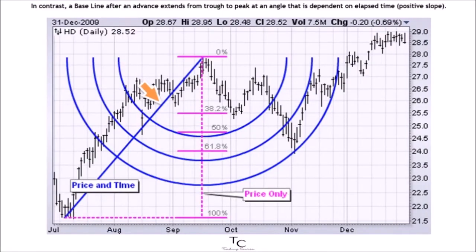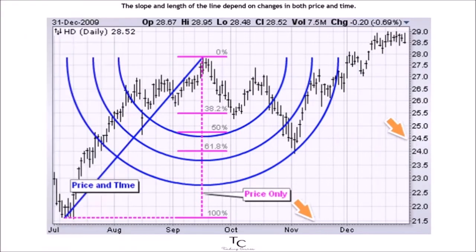In contrast, a baseline after an advance extends from trough to peak at an angle that is dependent on elapsed time, positive slope. A baseline after a decline extends from peak to trough at an angle that is also dependent on elapsed time, negative slope. The slope and length of the line depend on changes in both price and time.